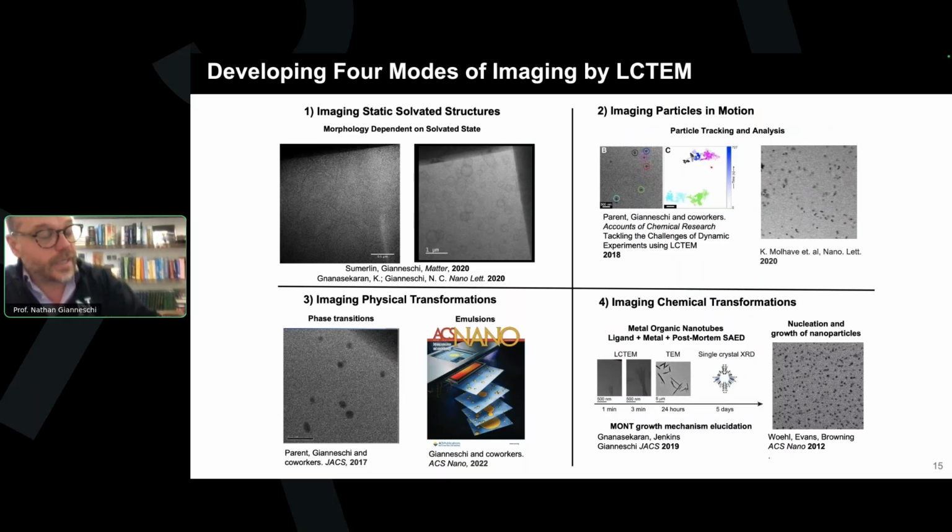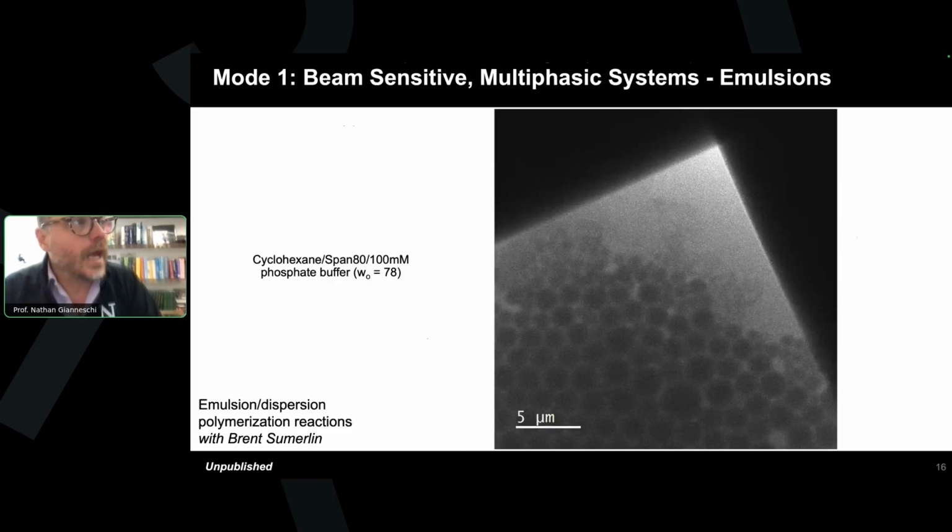This has been used in our third imaging mode in terms of looking at physical transformation. So this would be inducing, say, shear or heating a sample up and looking at coalescence. And we've published several examples of that. And the final imaging mode is where we're looking at chemical transformations, many of which over the years have been, say, electron beam-induced chemical transformations. We've also done some work on, say, metal and ligand, flowing them together in the liquid cell and looking at transformations in real time to measure things like kinetics and mechanism of formation of nanotubes and particles.